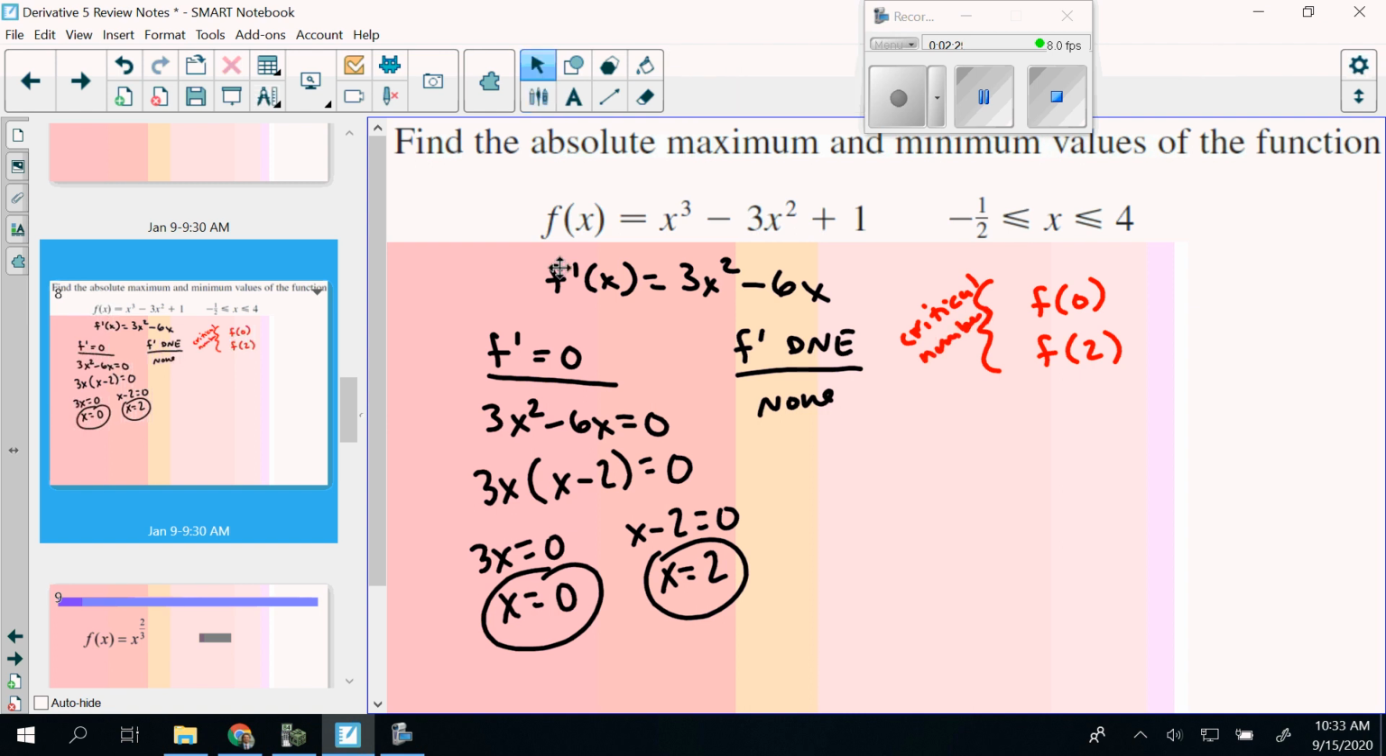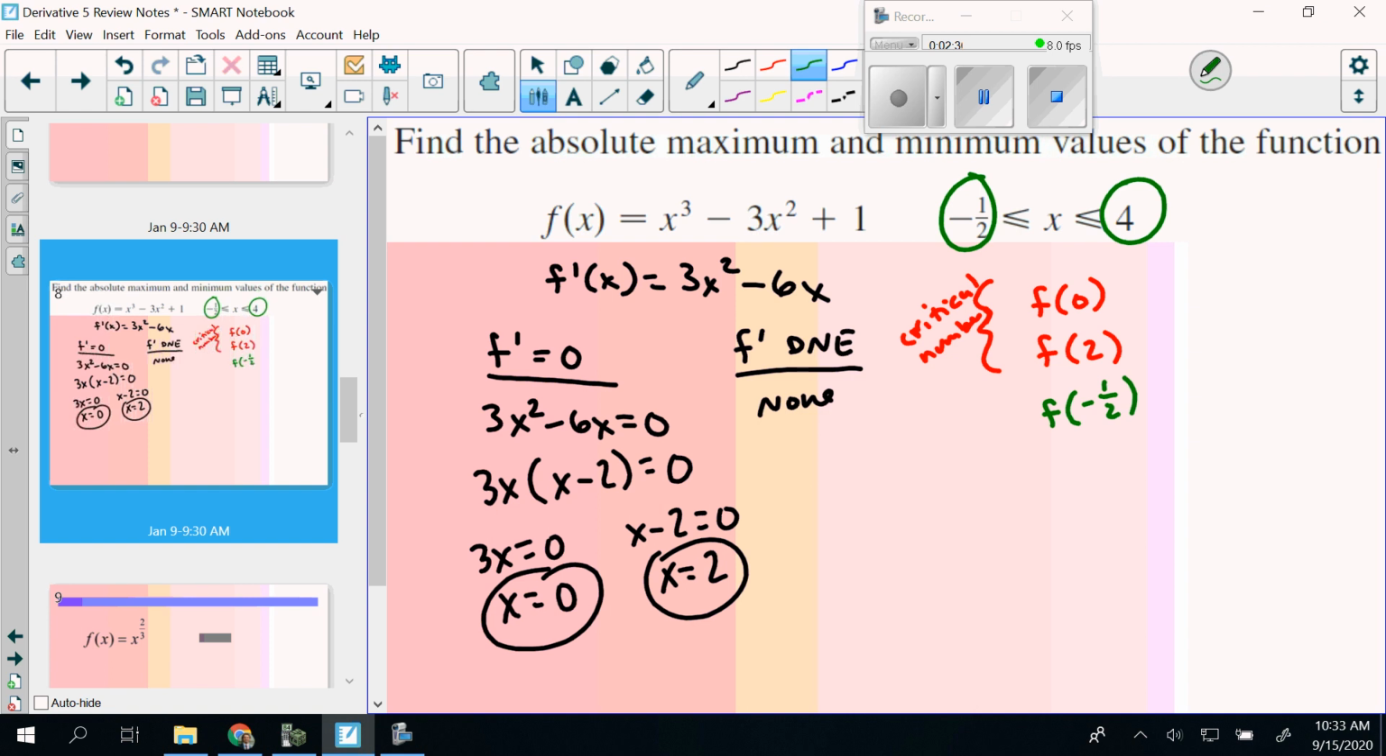We also need to check, in this case, f at -1/2 and f at 4, because those are our endpoints. Okay, and whatever the largest and smallest values are out of those are the ones we want to go with. One thing we probably should have done to start is just make sure this was closed and continuous. Definitely here it's closed. You can see all polynomials are continuous, so this should apply to that. We should always check that first.